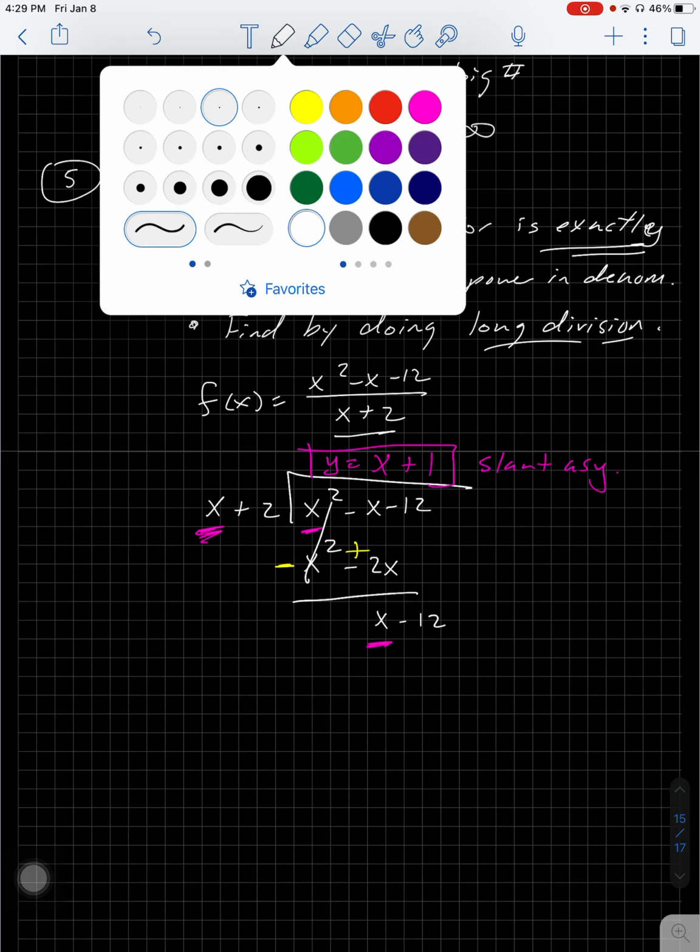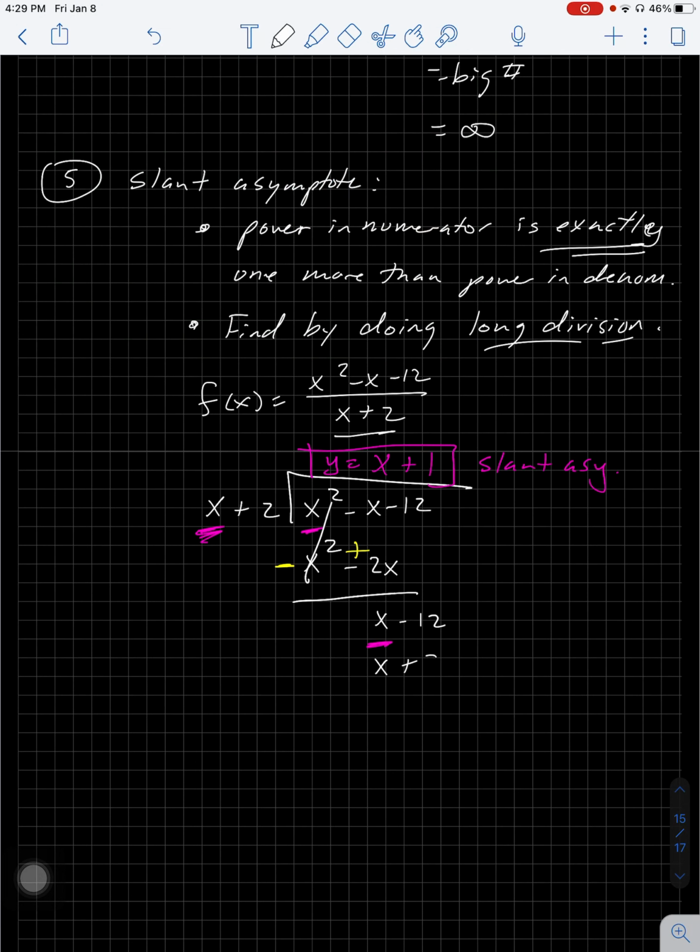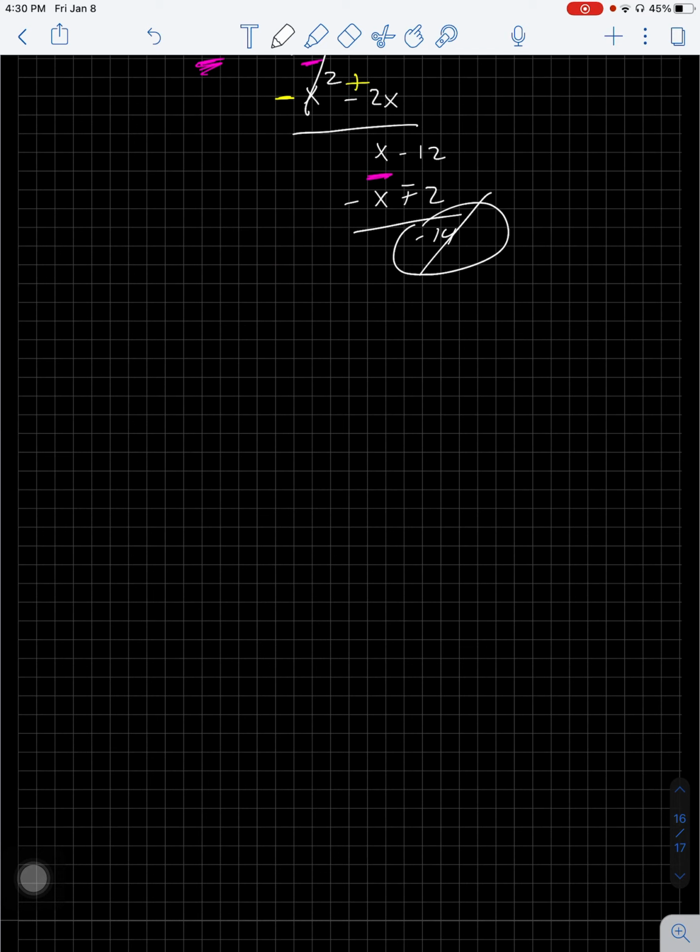So the remainder, you can find that if you want. You can multiply by 1 and x plus 2, change the signs, and your remainder is negative 14. But that doesn't mean anything for the graphing. It's just this part. And this slant asymptote is always going to be a line. Why? Well, because the power in here is exactly 1 more than this, so all that's ever left is a linear term, a power of 1.